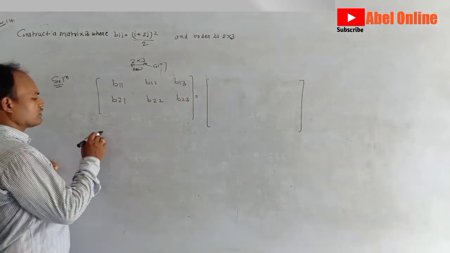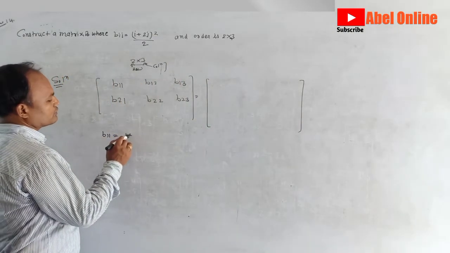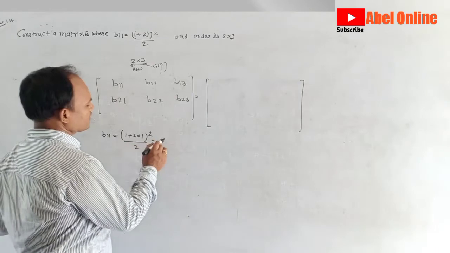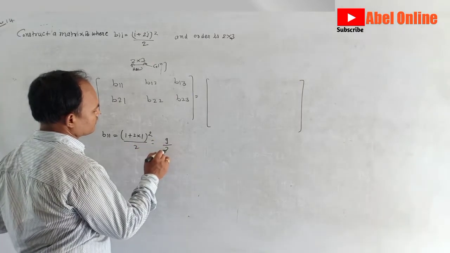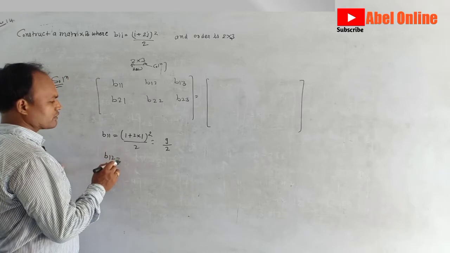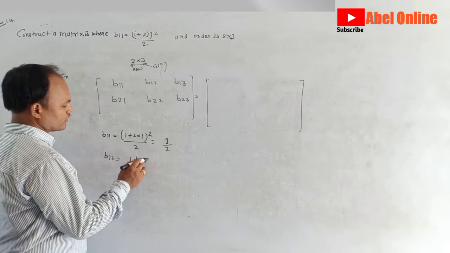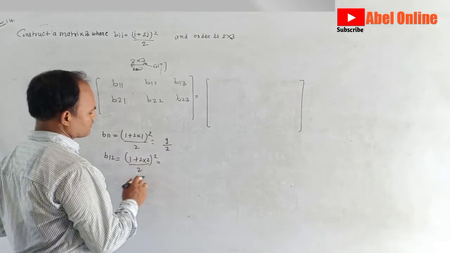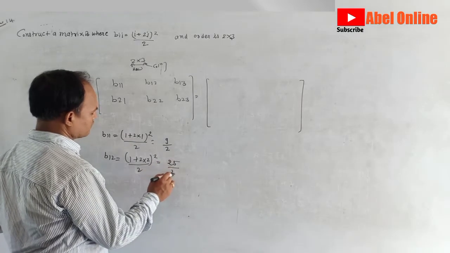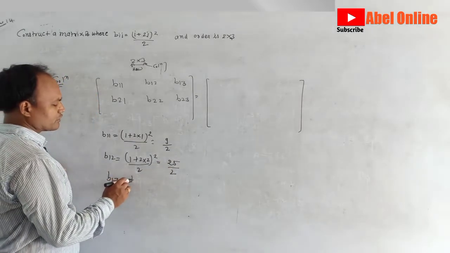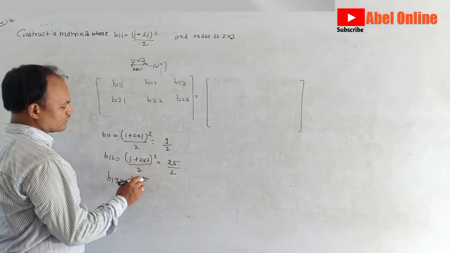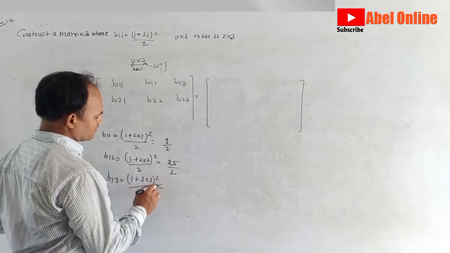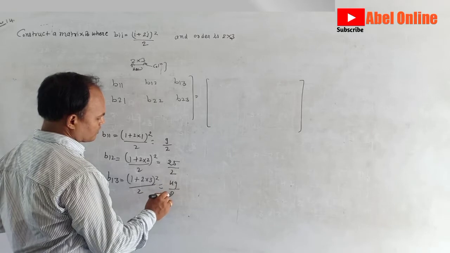After that we solve. B11 equals (1 plus 2 into 1) whole square upon 2. So it is 2 plus 1, which is 3. 3 square means 9 by 2. What about B12? B12 is (1 plus 2 into 2) whole square upon 2, so it is 4 plus 1, which is 5, so 25 by 2. What about B13, students? B13 is (1 plus 2 into 3) whole square upon 2, so it is 6 plus 1, which is 7, and 7 squared is 49 upon 2.